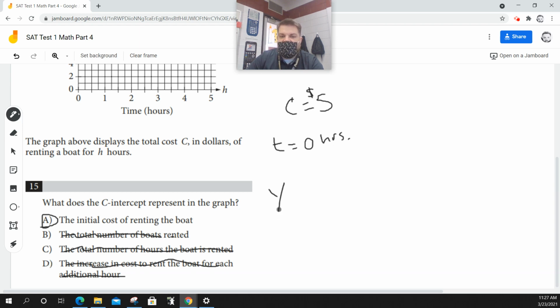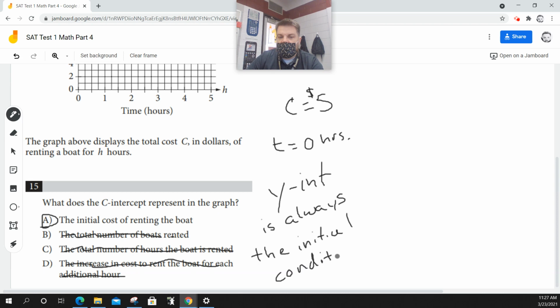So remember, I think I've covered this. For those of you that have been in my Geometry and Algebra 1 class, the y-intercept is always the initial, I like to call it the initial condition. Okay, in this case, it's the initial cost.